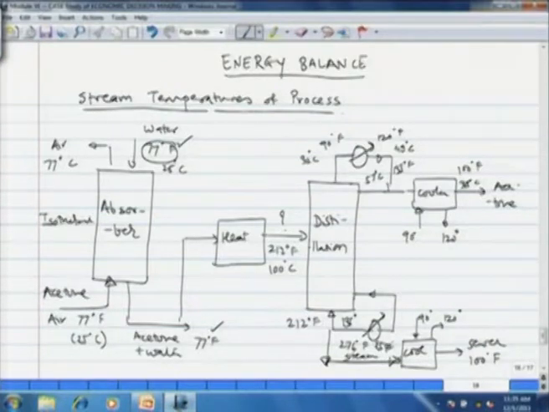Now, this acetone has to be cooled before it is sent to further processing. Let us say if it is going to be a product of our process, then we have to store it, and we cannot store acetone at its boiling point.